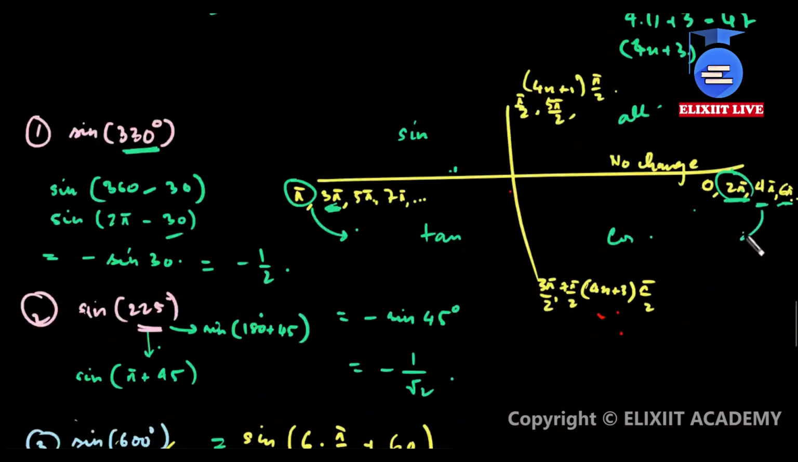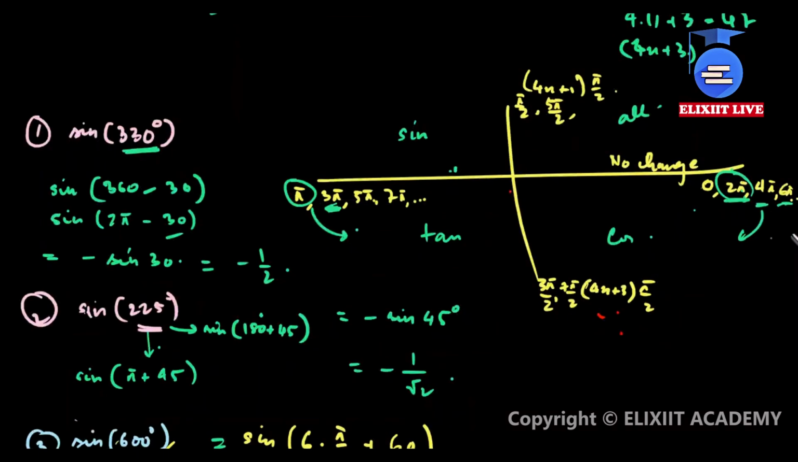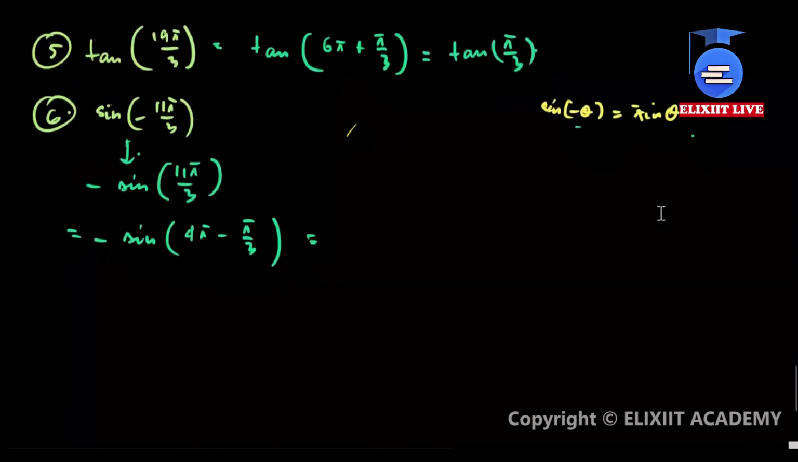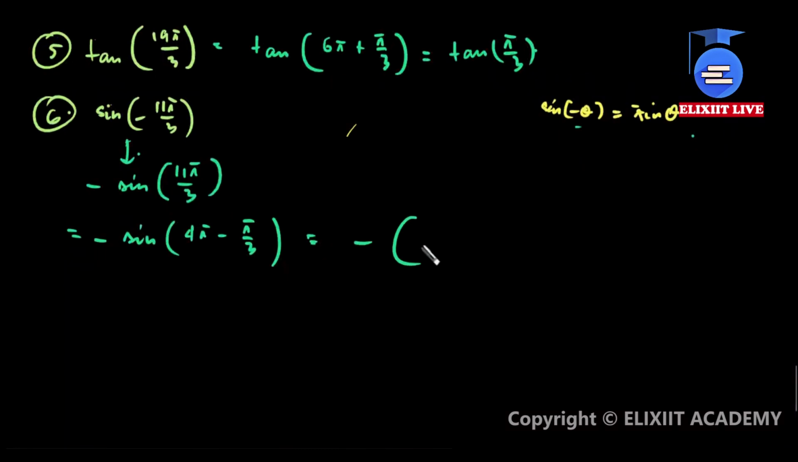4 pi minus theta means fourth quadrant. In the fourth quadrant sine is negative. So this will be minus of minus sine pi by 3. The minus minus will cancel out, so this becomes plus sine pi by 3, which is simply root 3 by 2. Root 3 by 2 is the right answer, not minus root 3 by 2.